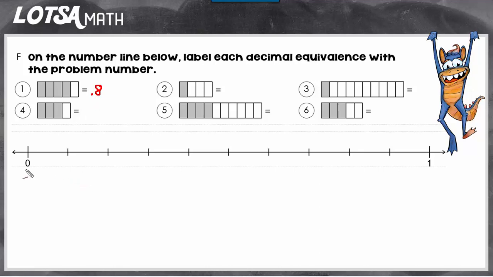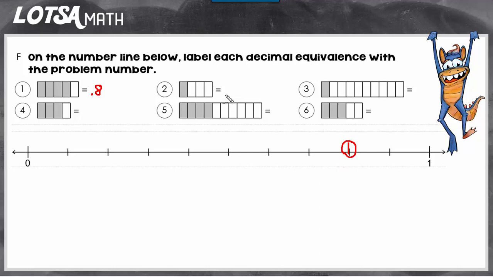If you look at the number line, you see the span is from 0 to 1, and it has 10 spaces. So each space is 1/10. So if we want to mark 8/10, we need to go over to the 8th one. And instead of labeling it with 8/10, it says to label with the problem number. So I'm going to put a number 1 for problem number 1 right there on 8/10.